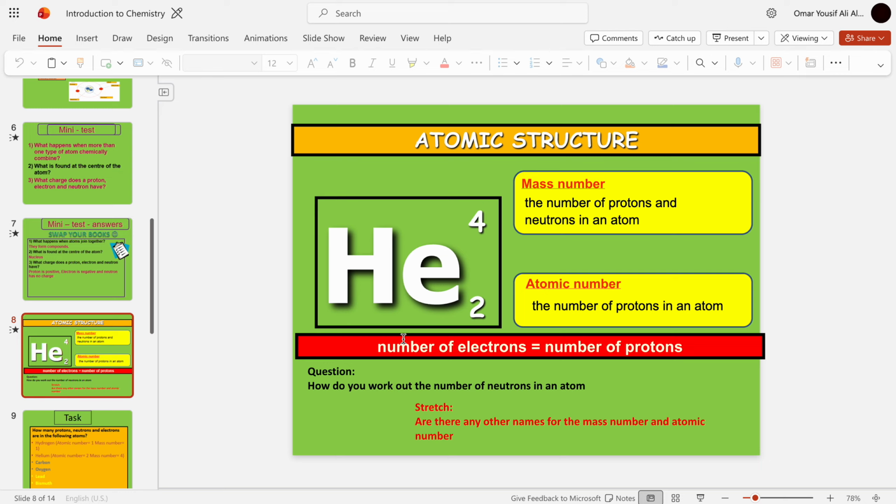One thing to remember, class, is that the number of electrons is the same thing as the number of protons. The electrons and protons are not the same thing, however, their numbers always have to be equal. If they're not equal, the element isn't stable, which is very dangerous.